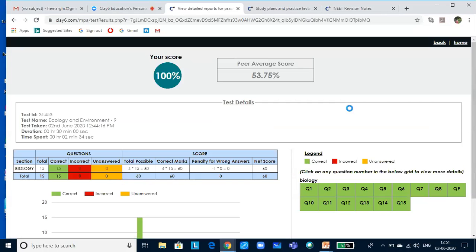So all our answers are correct. If any question is incorrect, then you will be able to see it as a red colored one. If you click on it, you will come to know your answer and also the correct answer. And if you have not attempted any question, that will be shown in an orange-yellow tile. So you just go and click it, you will come to know the answer along with the explanation.